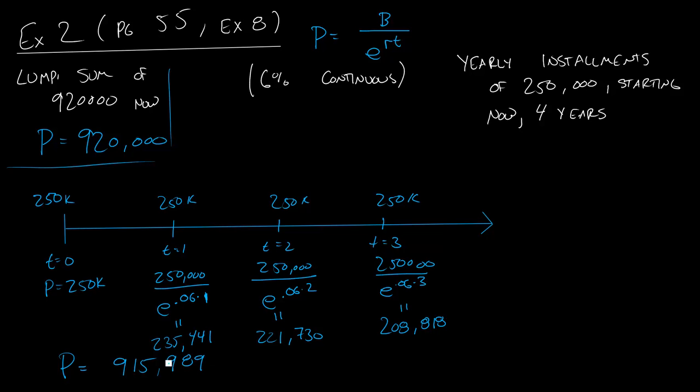And if I add up all these different present values, my total present value is going to be $915,989. So what this tells me is that this amount of money right here, even though it's less than $1 million, which is what they're giving me, it has a higher present value than this. So basically, if I put this in the bank account, I'll end up with more money than I would if I put all this money in a bank account. So I should take the lump sum.